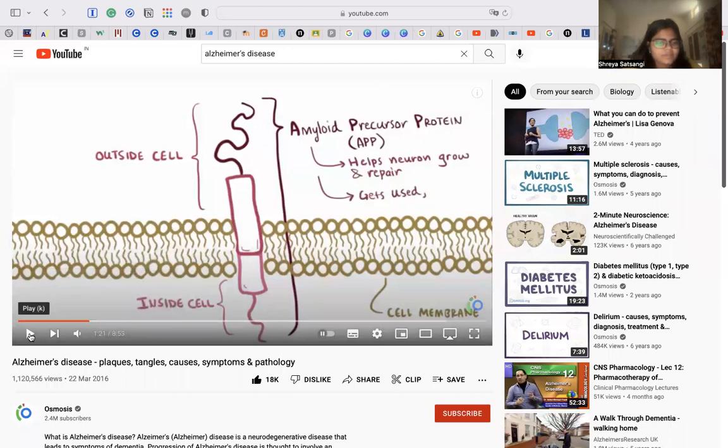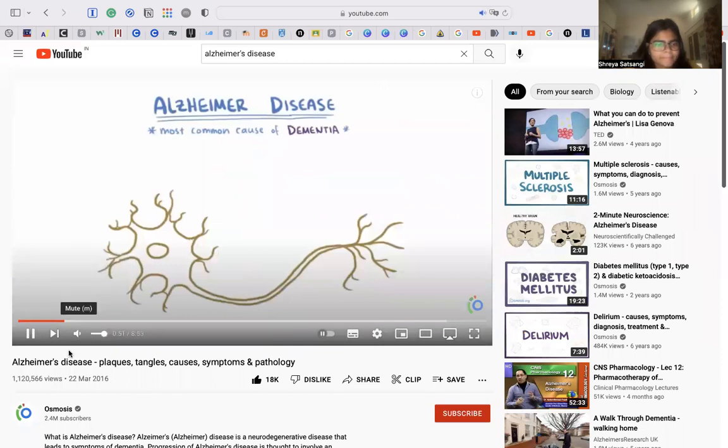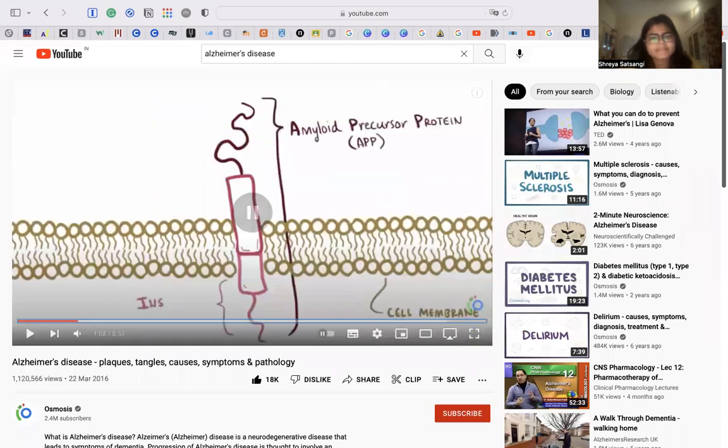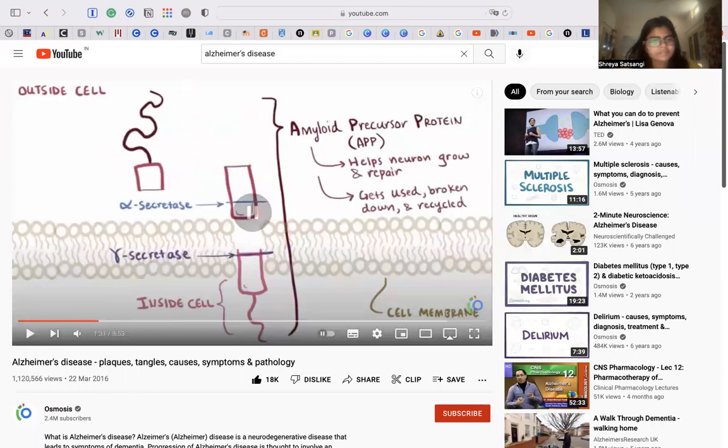So what we have here is the APP, which is very important to generate neurons again. It has two ends, outside the cell and inside the cell. And it helps neurons to grow and repair. It is a protein that gets used, broken and then recycled again. So alpha secretase chops it off and then it regenerates.